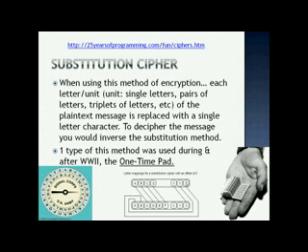Another method of cryptography is a substitution cipher. When using this method of encryption, each letter or unit, which could be single letters, pairs of letters, or triplets of letters, of the plaintext is replaced with a single letter character. To decipher the message, you would inverse the substitution method. And one type of this method was used during and after World War II, the one-time pad. As you can see on the photo here, A, B, C, D, E rotates to the right, and then the A, B, C, D, E rotates back to the left.